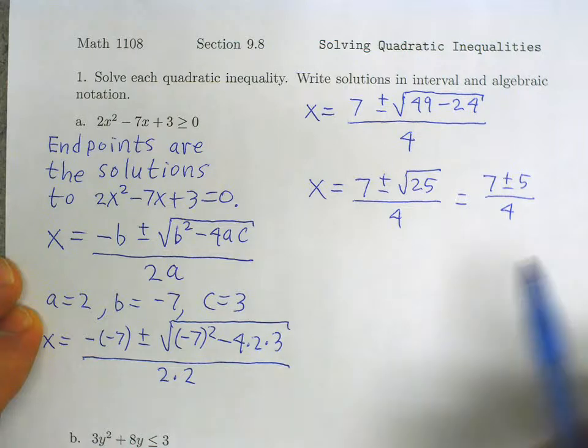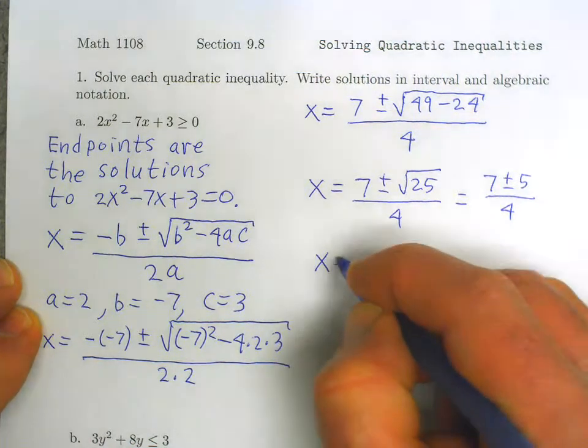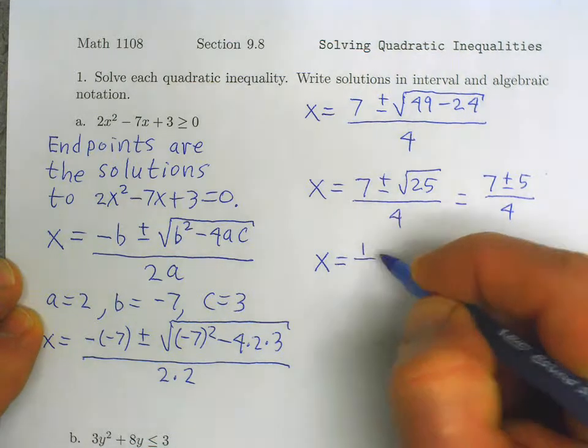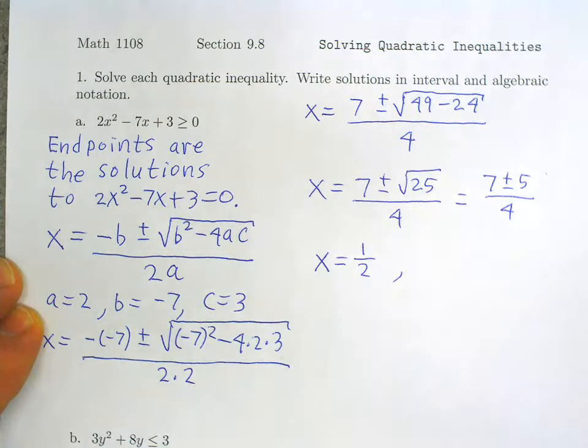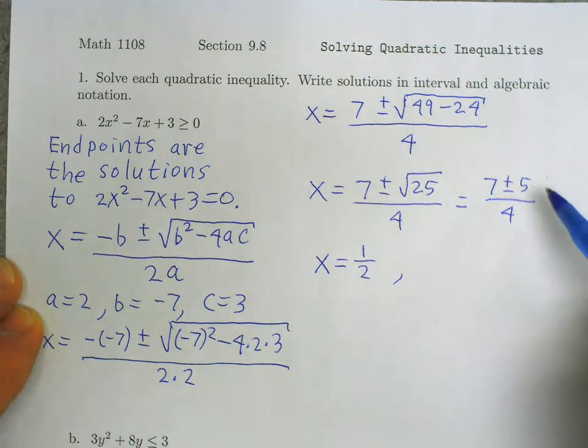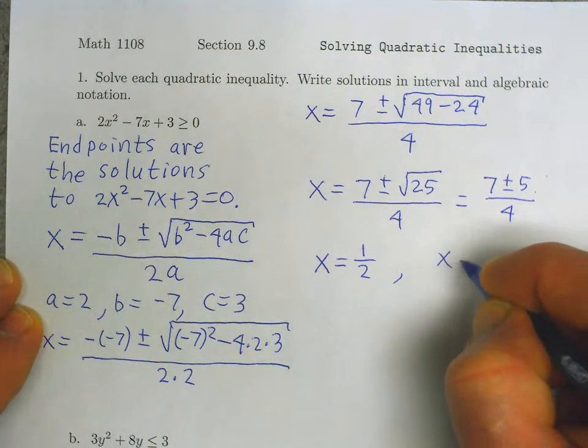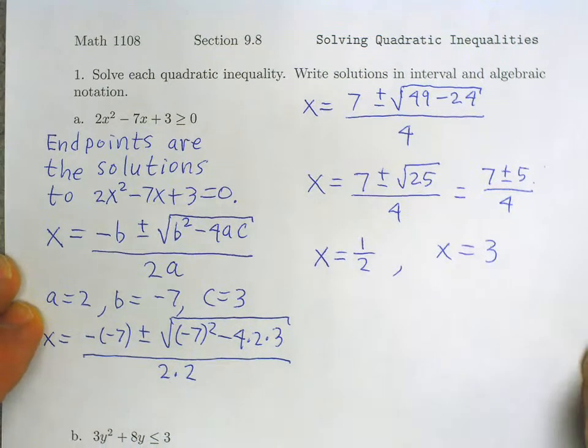We want to know each of the solutions separately. One solution is 7 minus 5 divided by 4. 7 minus 5 is 2, and 2 divided by 4 is 1/2. So 1/2 is one of the solutions. The other solution is 7 plus 5 divided by 4. 7 plus 5 is 12, and 12 divided by 4 is 3. So we get x equals 3 for the other solution.